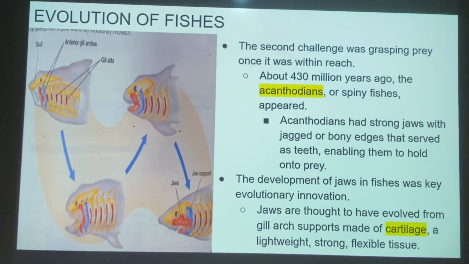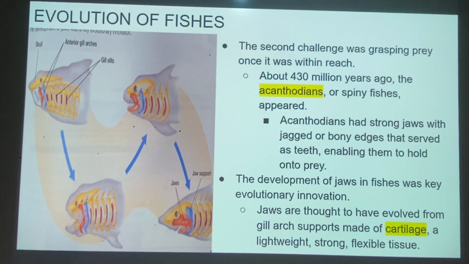The second challenge was actually getting a hold of the prey once they were able to swim close enough to it. So about 430 million years ago, the acanthidodians, or the spiny fishes, had appeared. They had strong jaws with jagged or bony edges that served as teeth. So no actual teeth. It would just be like a jagged, dull knife. No actual blade, just some protruding objects in their mouth that would enable them to hold on to that prey.